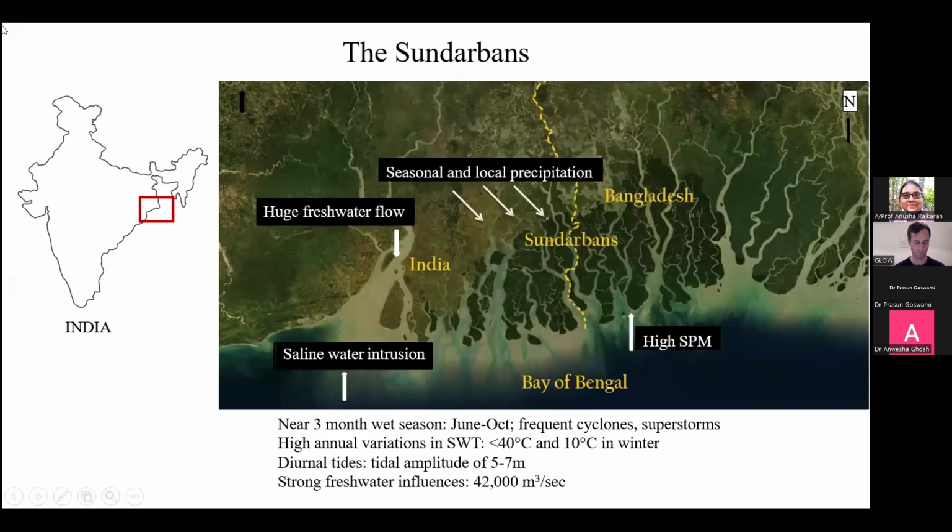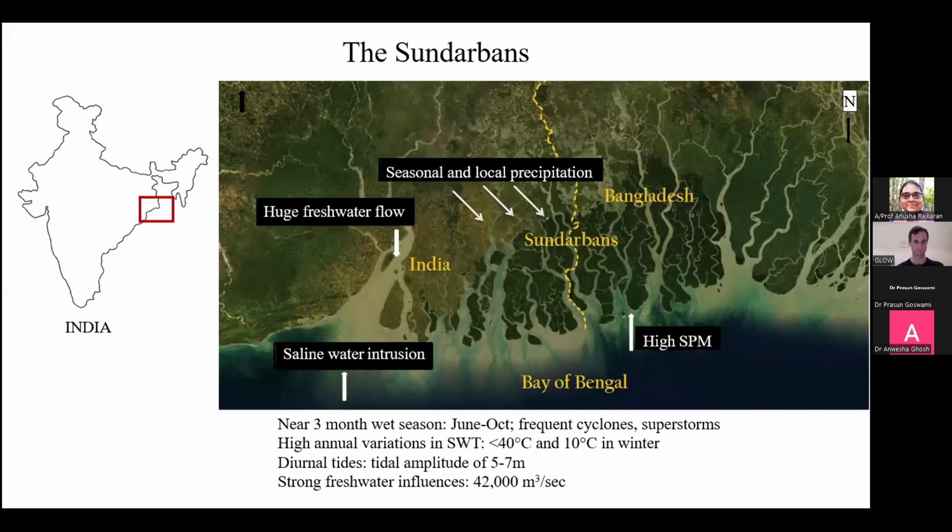So, what I am showing you here is a map of the Sundarbans. It is shared jointly by India and Bangladesh, and you can see that it's located within the red box in India. This is a very fascinating ecosystem. It spreads over approximately 10,000 square kilometers of land. The yellow line you can see here is what separates India and Bangladesh. That's our international border.